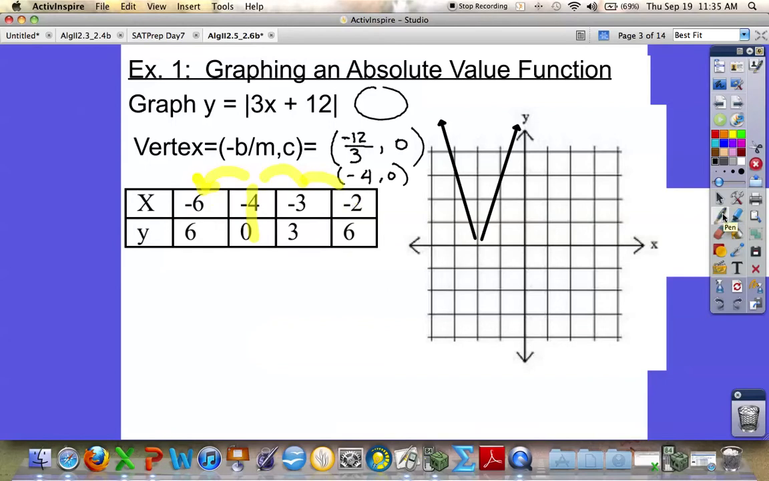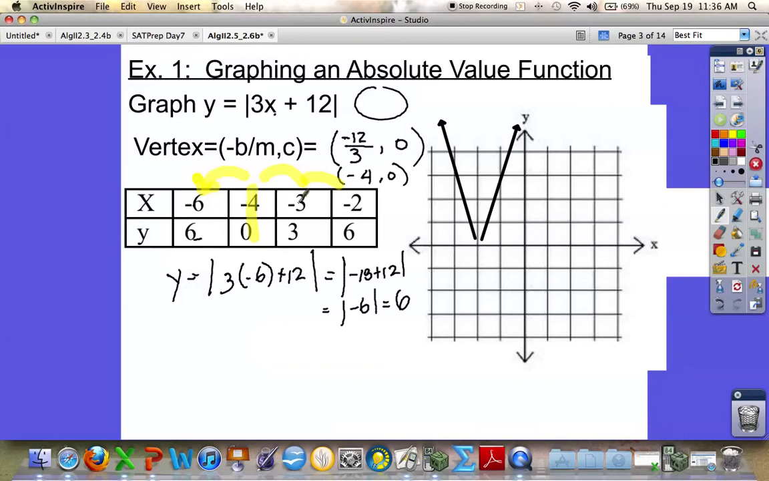So when you plug negative 6 in for x up here, you're going to get the absolute value of 3 times negative 6 plus 12, and that's the absolute value of negative 18 plus 12, or the absolute value of negative 6, and you know the absolute value of a negative number is a positive number. We've already done the vertex.